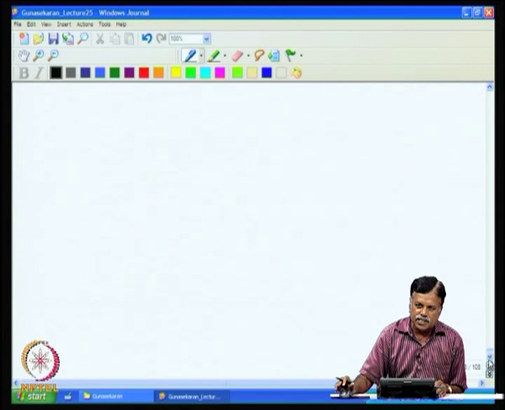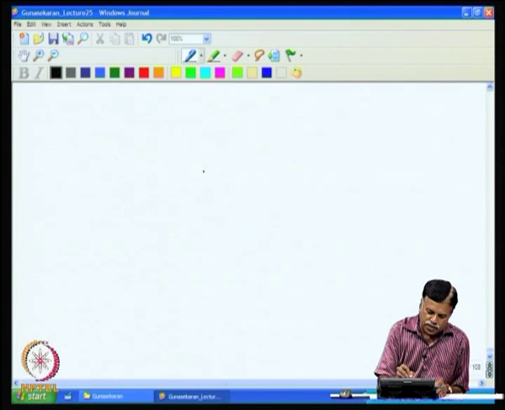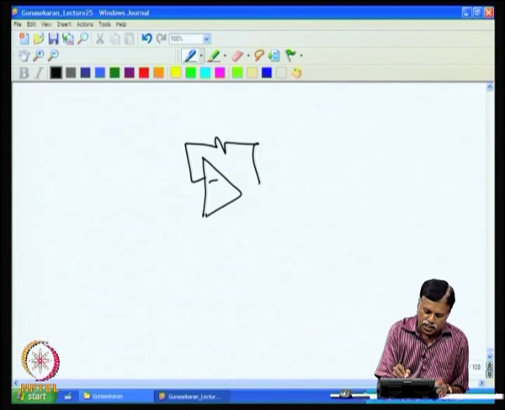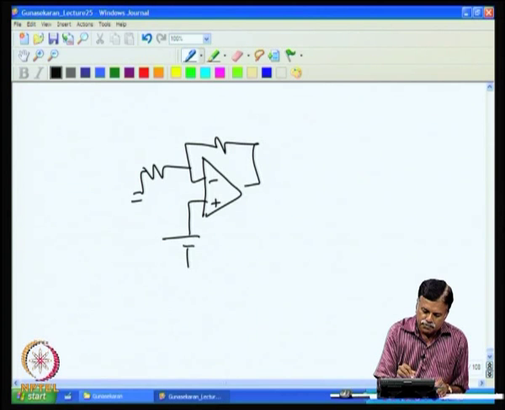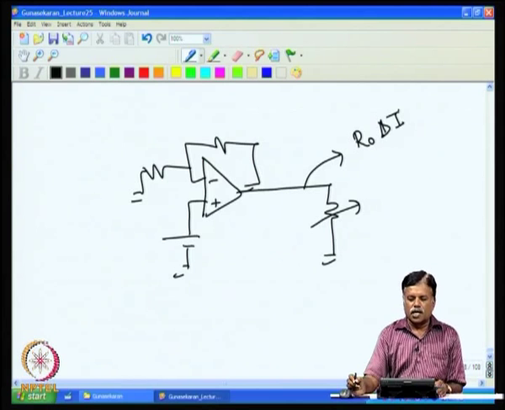Now, let us see what the error in the output is, what the problem is because of this output resistance. We have to remember that if I have an op amp circuit and I am loading it, if I have the load and I change it, then the output voltage will change. How much will it change? That will be R0 into delta I. That is the change that one should look at.